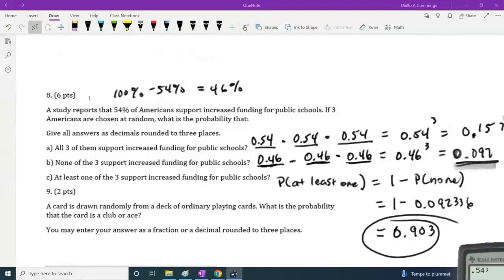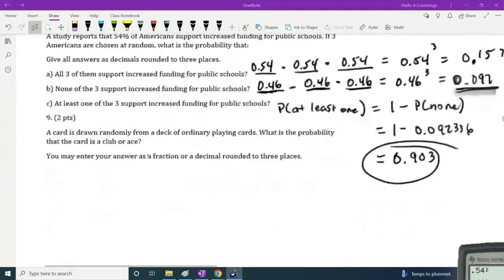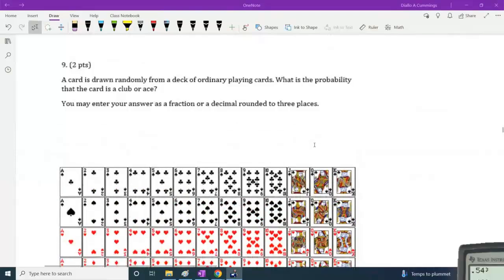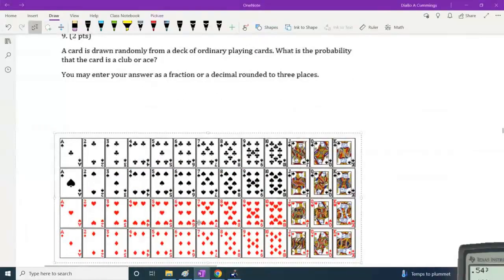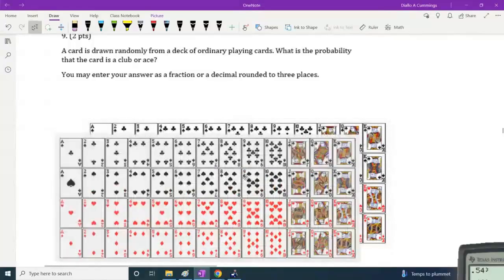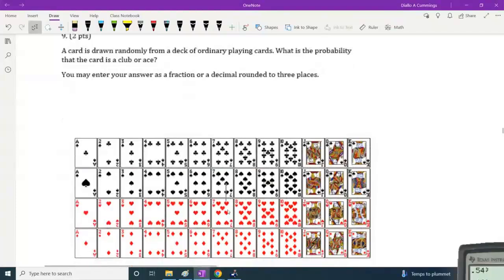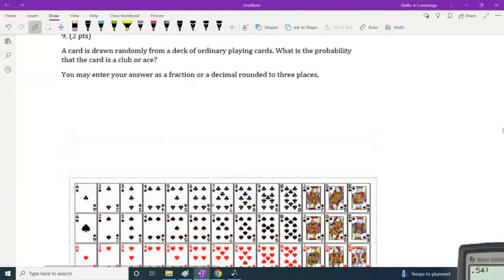All right, any questions about 8? That's worth 6 points. All right, number 9. Now on the test, you won't see this little card thing, but you may want to have that handy because you will see a question similar to this. It says a card is drawn randomly from a deck of ordinary playing cards. What is the probability that the card is an ace or a club? 4 plus 13, but one of the aces is a club.